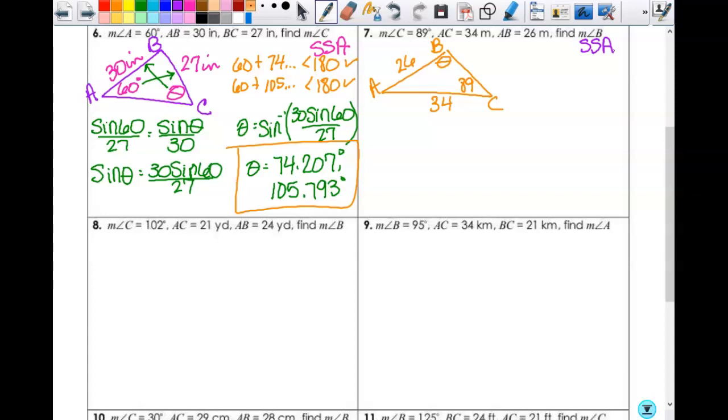So I'm going to take the sine of 89 goes with 26, so the sine of 89 over 26 equals the sine of theta over 34. Which means that the sine of theta is equal to 34 times the sine of 89 over 26.